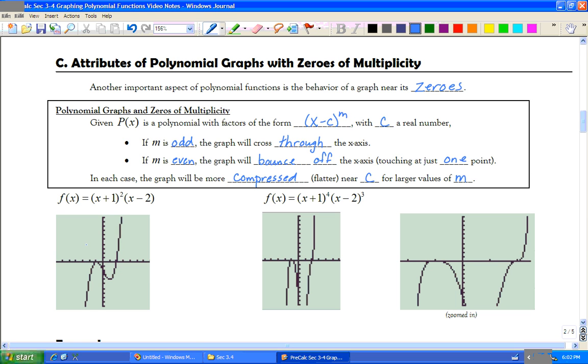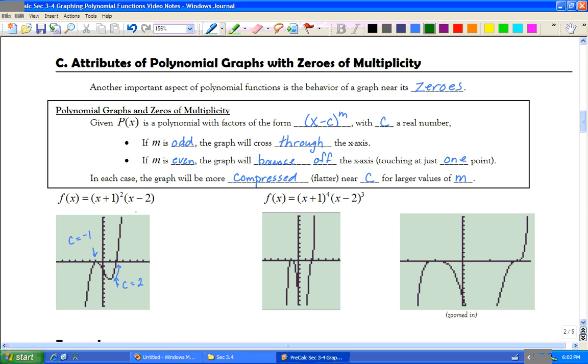Here we have a function f of x is equal to x plus 1 squared. So on our graph, that's going to give us our zero, our c value, to be negative 1. And our other factor is x minus 2, which gives us our c value of positive 2. So those are the zeros of our function.